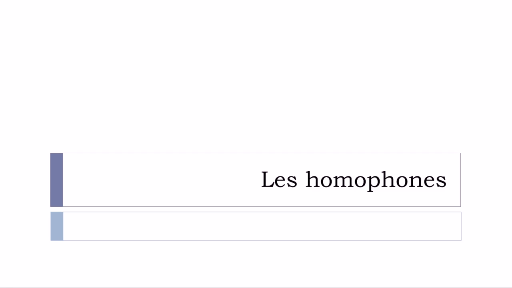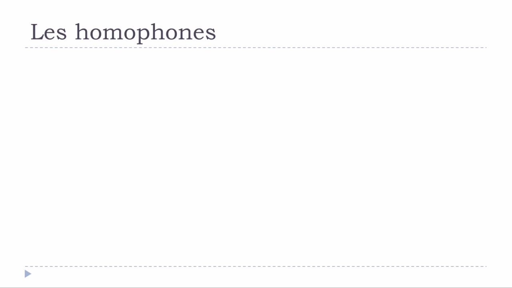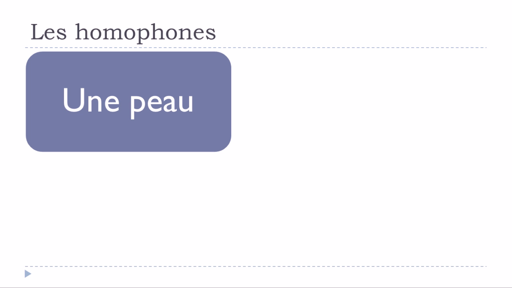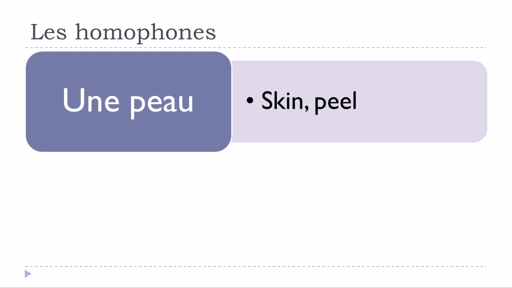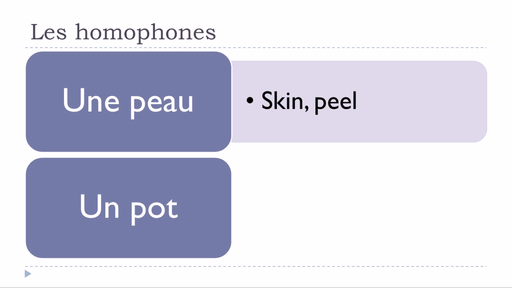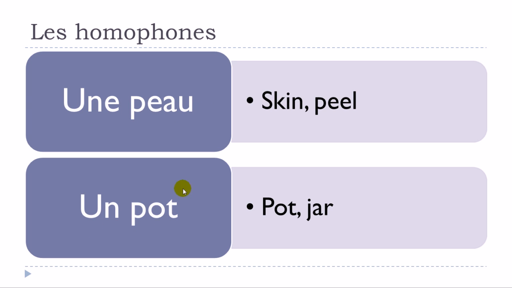Les homophones, so it's the fourth video covering this topic. Remember, les homophones, we're talking about words that are pronounced the same way but written differently, and of course the meaning is different. Okay, so we'll see 10 of them in this video. So let's start with the first one. Une peau. And here you have the meaning in English. Une peau. Un pot. Okay, so une peau, un pot.